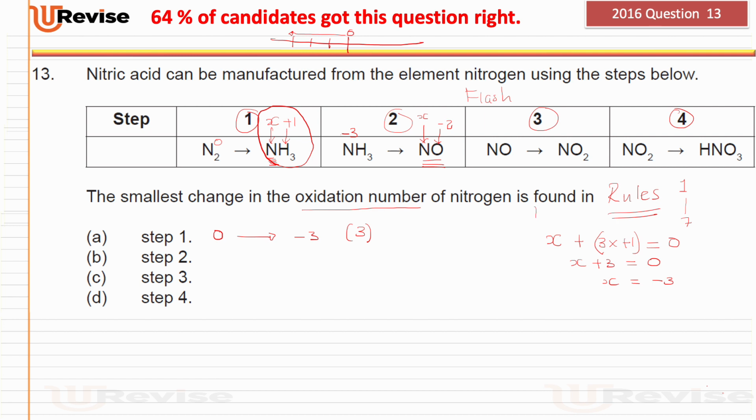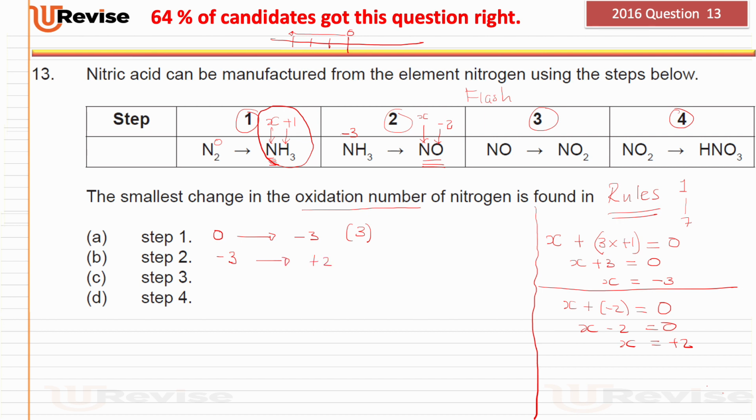We apply the same rule we applied for the compound, because nitrogen monoxide is a compound whereby the sum of oxidation states here must be equal to 0. So if we say X plus -2 is equal to 0, X minus 2 is equal to 0. X is equal to +2. So in this case, nitrogen went from -3 all the way to +2.